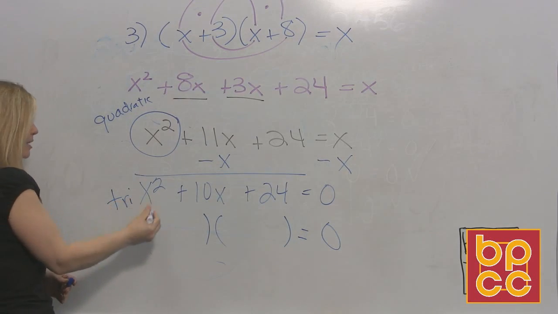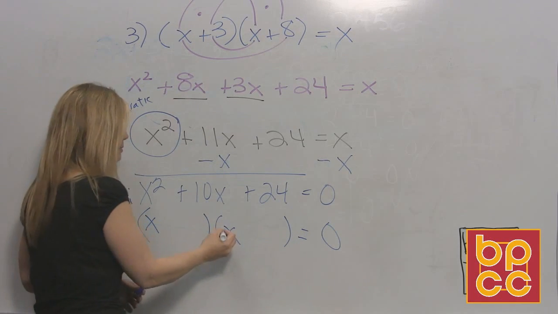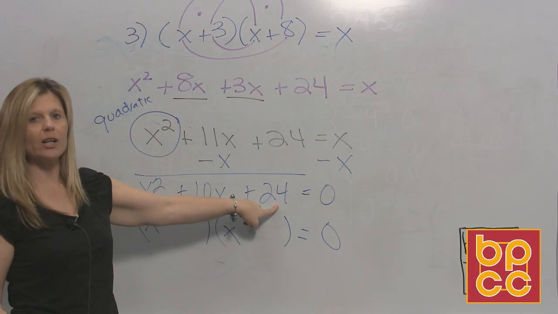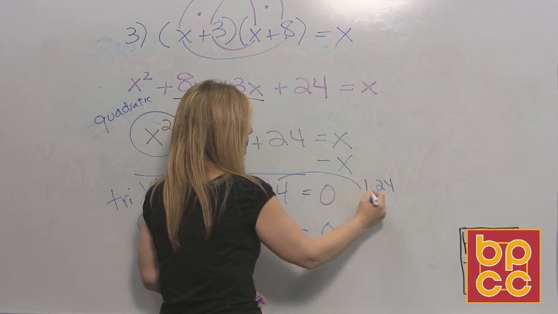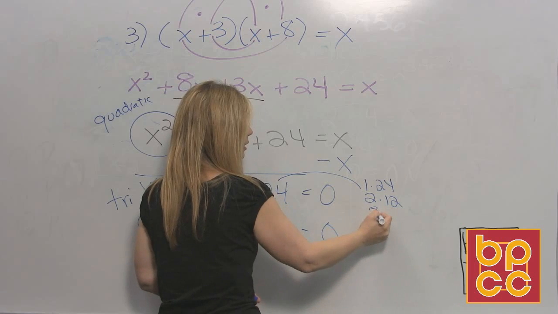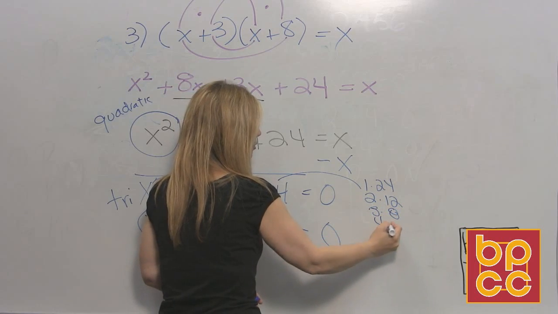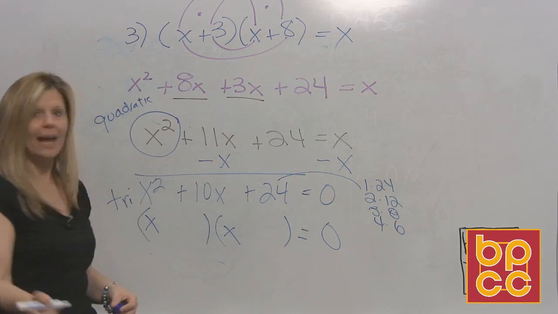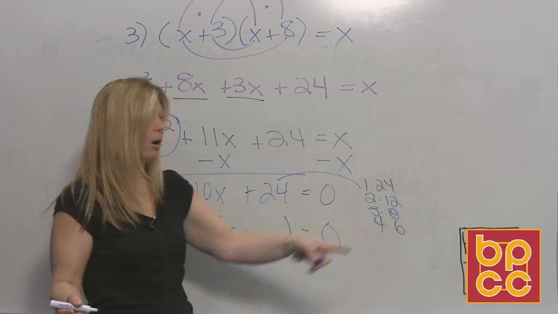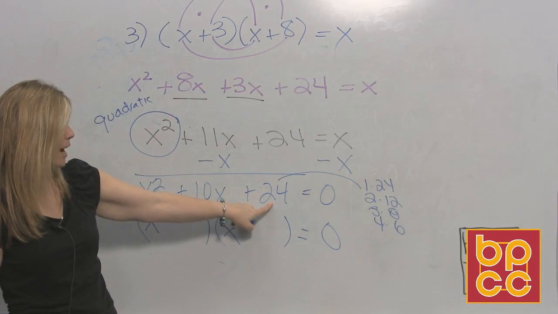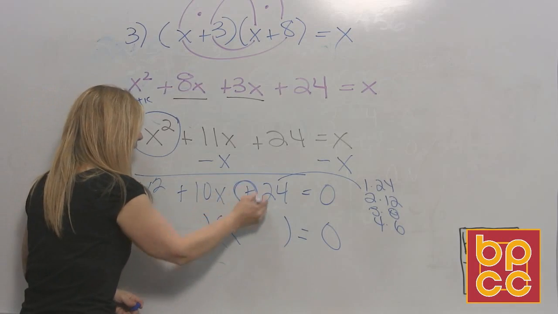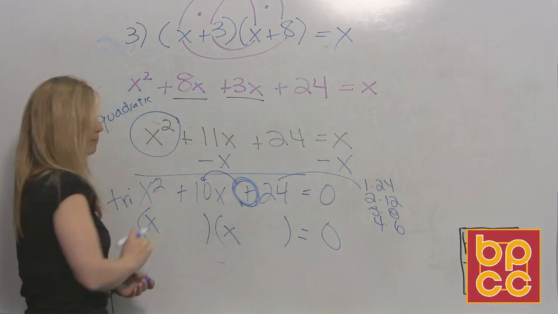What multiplies to x squared? X times x. What can multiply to 24? Well, there's lots of options. 1 and 24, 2 and 12, 3 and 8, 4 and 6. You can't just go eeny, meeny, miny, mo. We've talked about that in chapter 13. You want to multiply to 24 and add to 10.